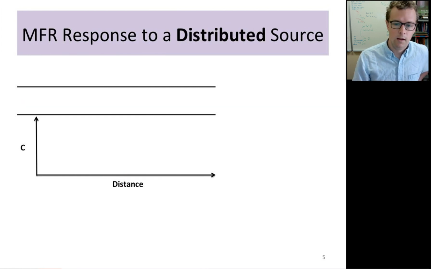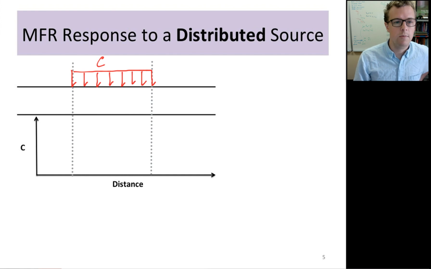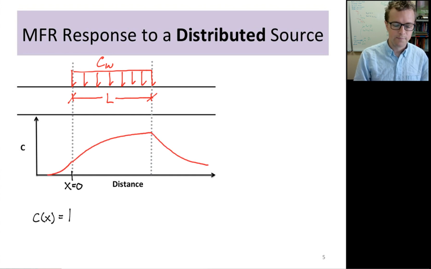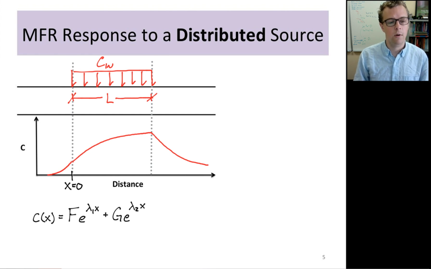We'll also look at a distributed source. In this case, Chopper describes these as an inflowing concentration and a length over which that inflow occurs. And the equation that we solve, Chopper presents to you, is a sum of two exponentials, f times e to the lambda 1x plus g times e to the lambda 2x. Graphically, the solution looks like what I've drawn here.